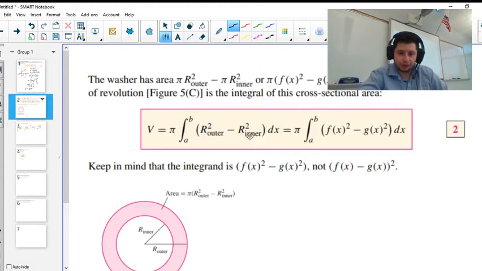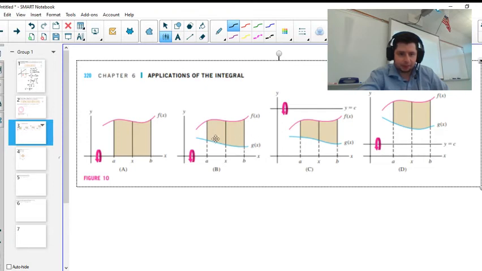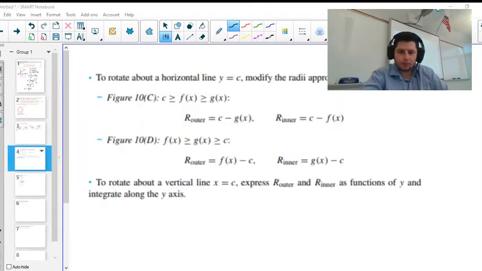A here is the one that we did in the first example. B is exactly this formula here. So we have the subtraction problem of the two functions, squaring them and rotating. You may also have to rotate around C, a given horizontal line. Depending on whether it is above the two functions or below the two functions, it will change slightly.